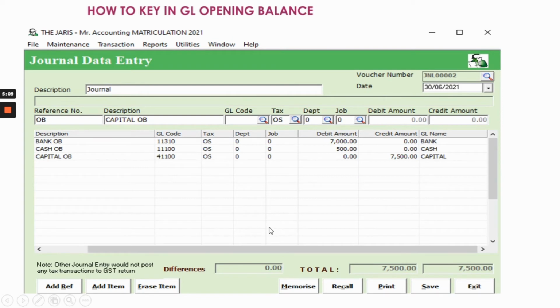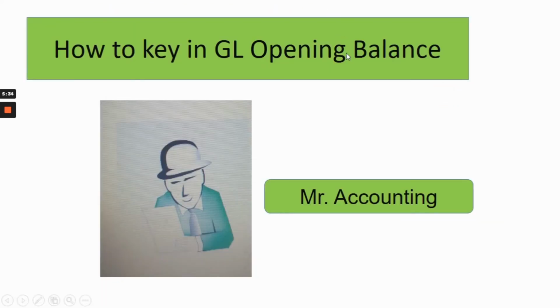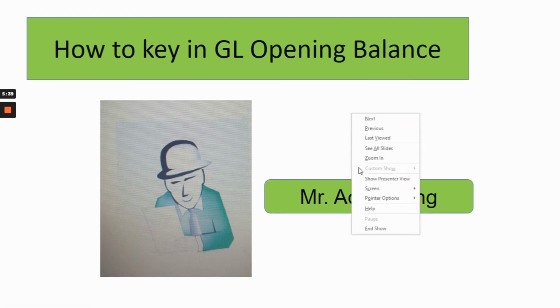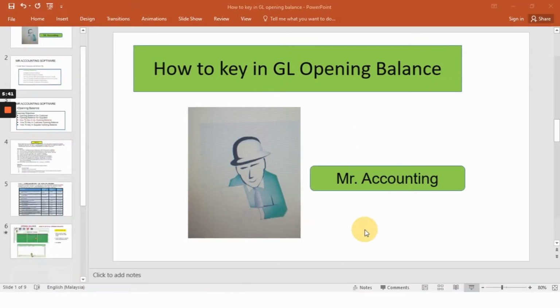So this is the data. If you want to check, this is the data of opening balance, bank and cash in the debit side, and capital in the credit side. And you must use the date of the previous accounting period. Okay, this is the way to check your answer. And now I will demonstrate how to key in GL opening balance.